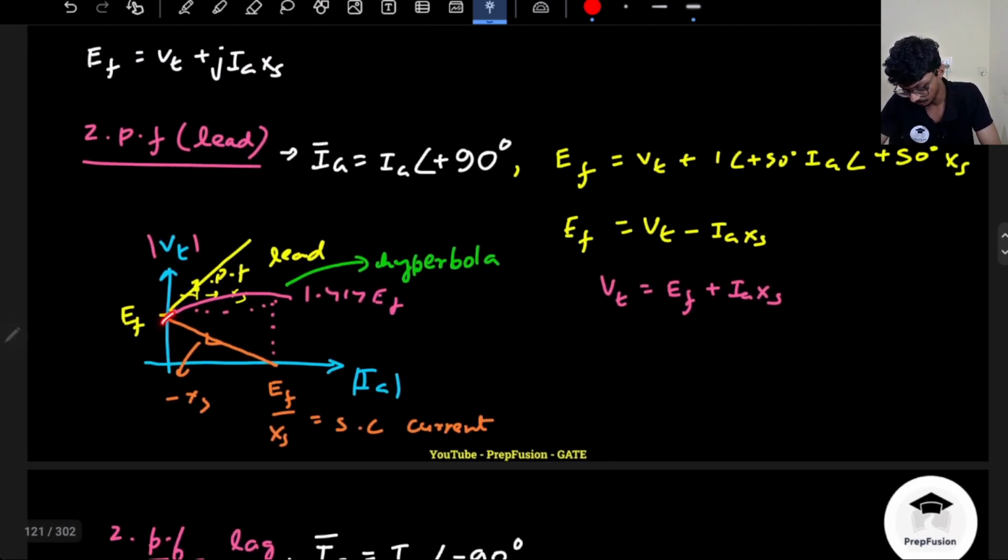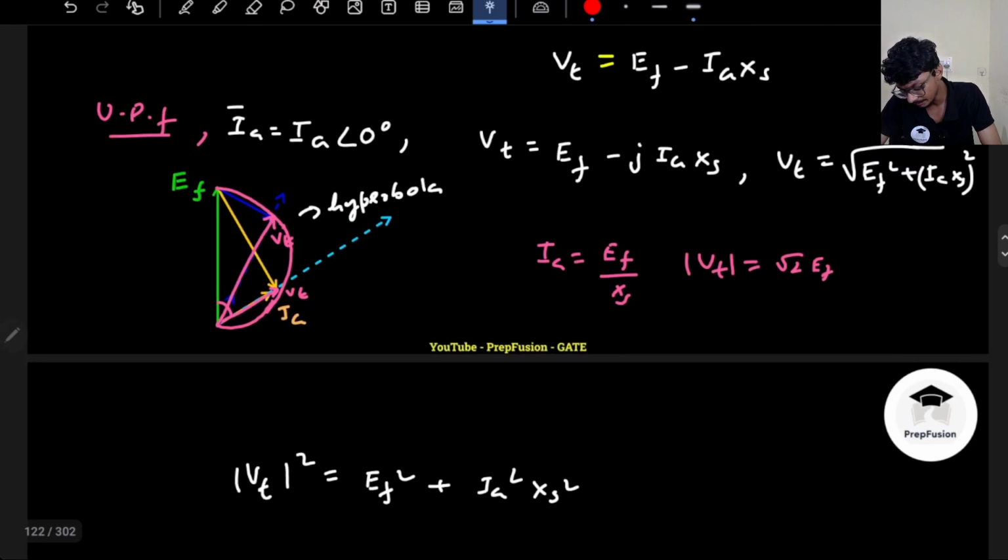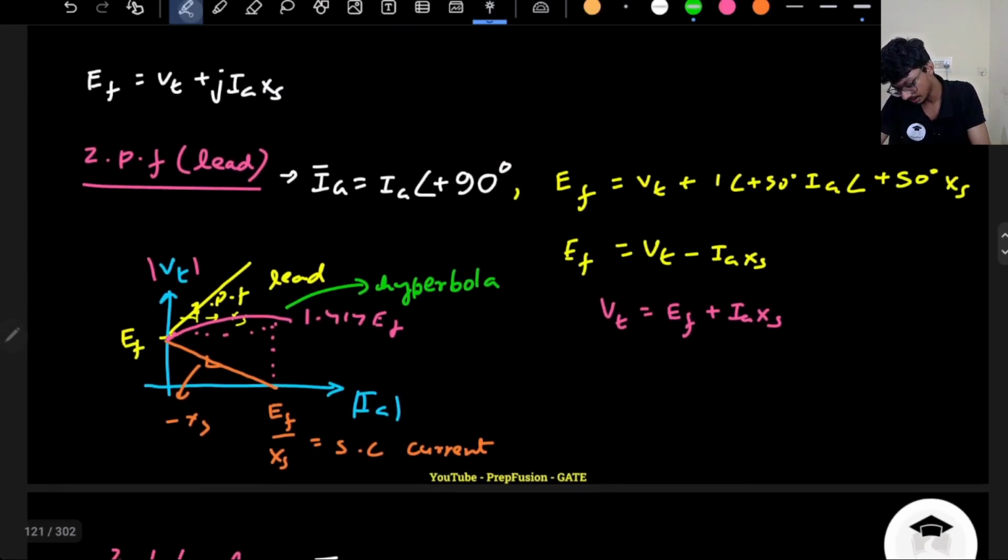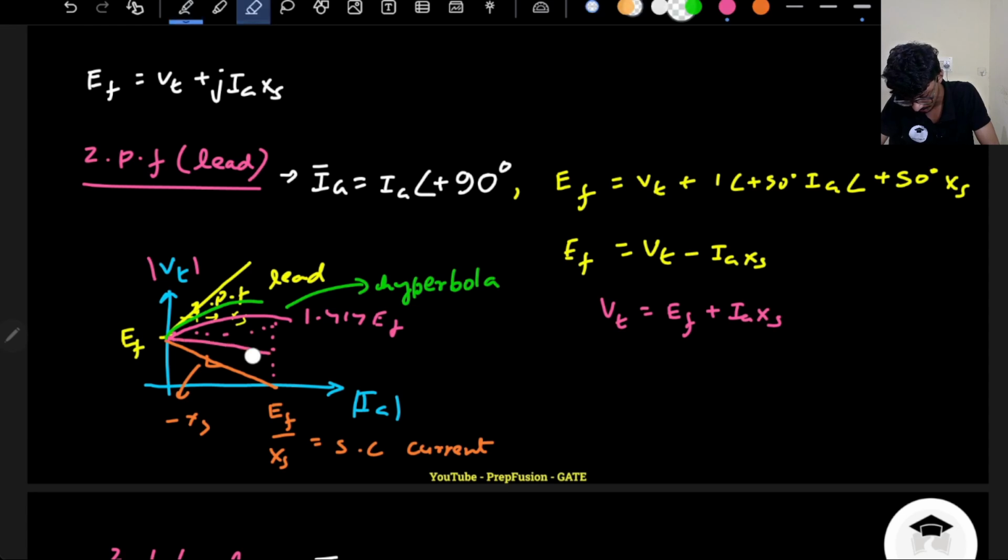So the graph will be somewhat like this. For a leading power factor, I'm leaving that exercise to you, what will the graph be? The graph will be above this. Leading means I go higher, so the graph will be somewhere here. For a lagging power factor, the graph will be below the unity power factor, somewhere here. This will be the lag, this will be the lead.